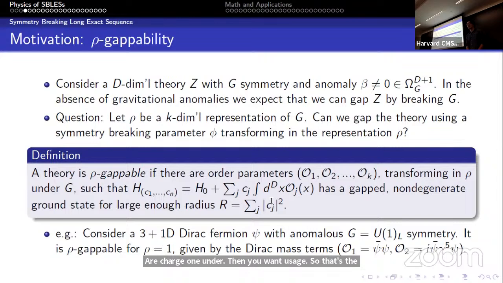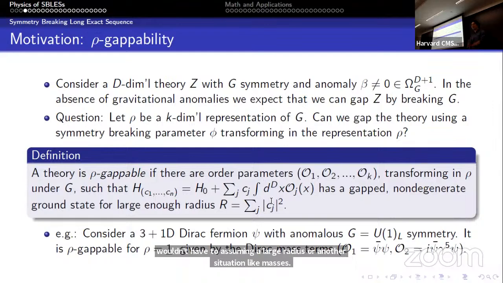But here in the definition, since you are emphasizing a large radius, for the example below, for the Dirac fermion, it seems like we can just gap it by a small mass as well. Yeah. So you are emphasizing the large radius because it's good enough to assume a large radius. In another situation, like masses, it's good. It turns out if you just deform it slightly, you will be able to gap it. But large radius is good enough.